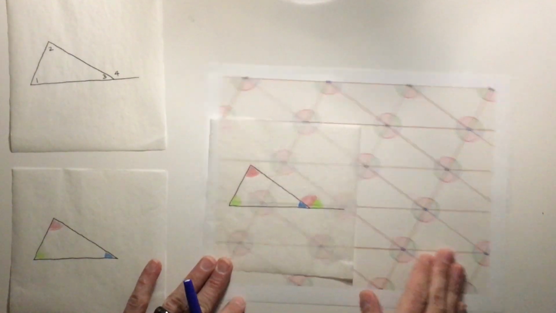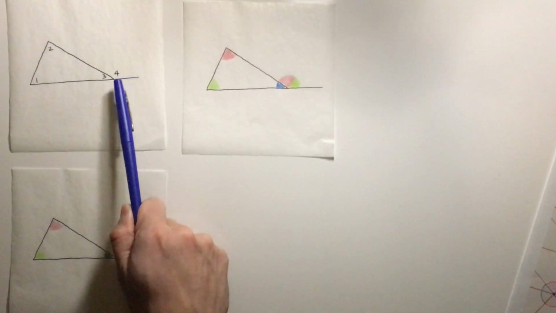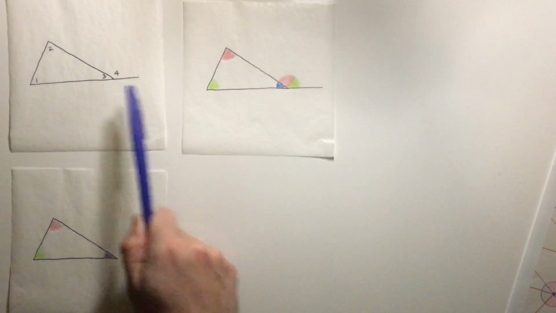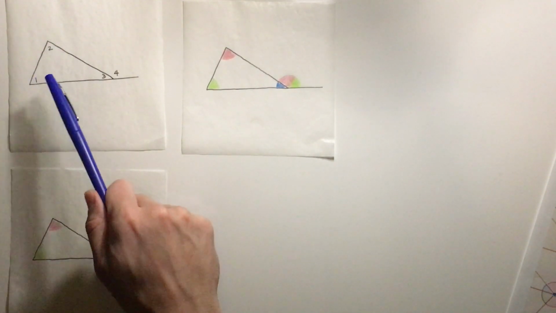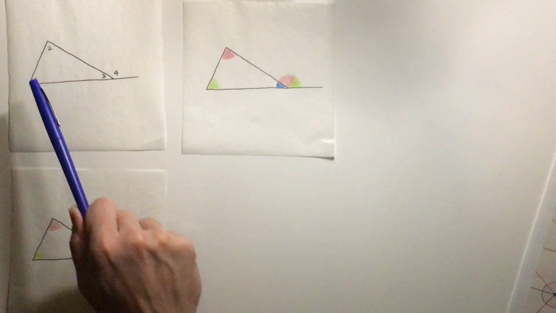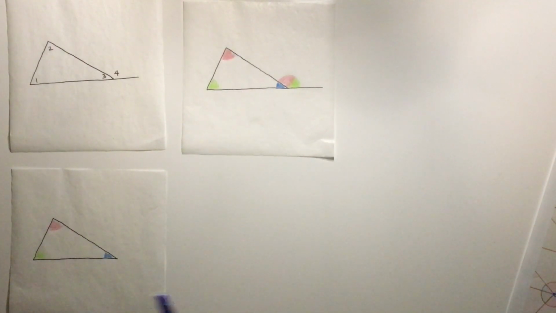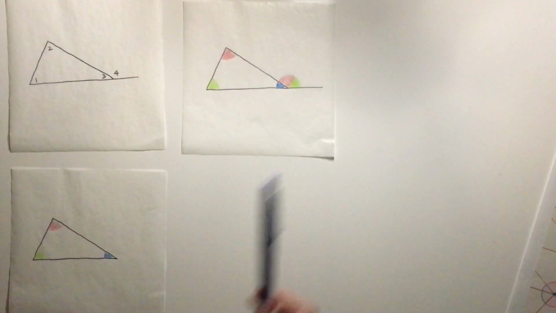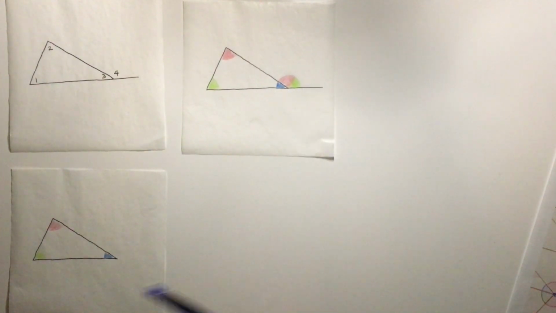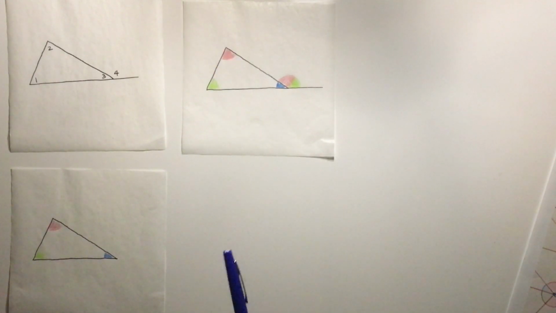And as I remove the tessellation, I see that my exterior angle, angle 4, is both red and green in color. The two remote interior angles, angles 1 and 2, are also green and red in color. A very nice, easy visual, further proving why the exterior angle of a triangle is equivalent to the two angles of a triangle it doesn't touch, the remote interior angles.